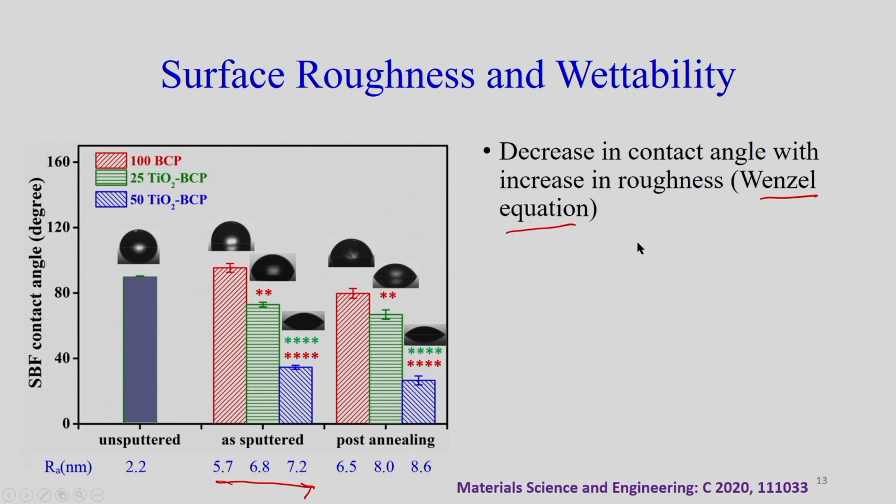So, here what phases did we have? We had the BCP, which means HA and TCP. So, the phases we have here are HA, TCP and TiO2.